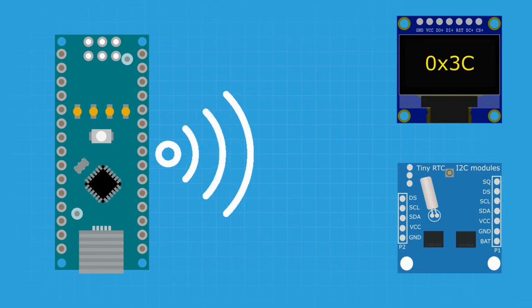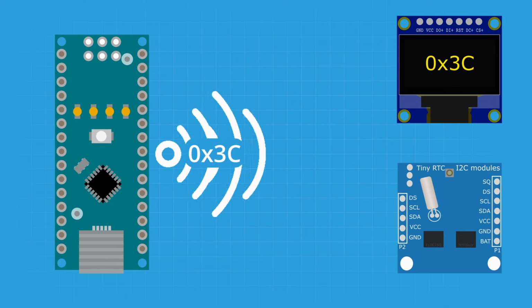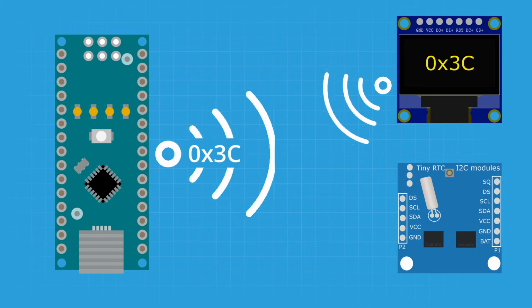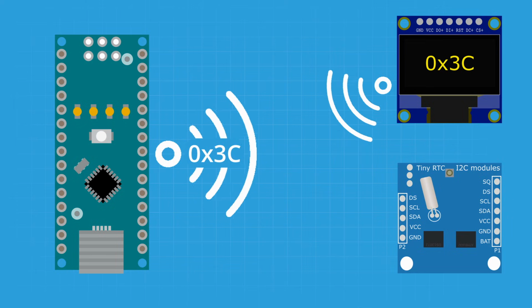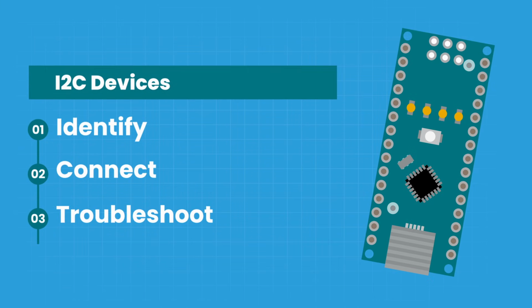So when the Arduino wants to talk to one specific module, it doesn't shout to everyone. It sends the data with the address, and only the matching device responds. All the other modules stay quiet. Now this sounds simple, and it usually works, until it doesn't. In this video, I'll show you how to identify, connect, and troubleshoot I²C devices.